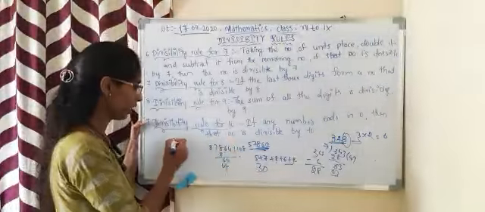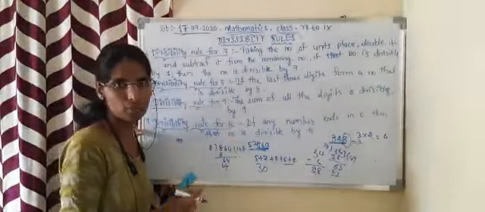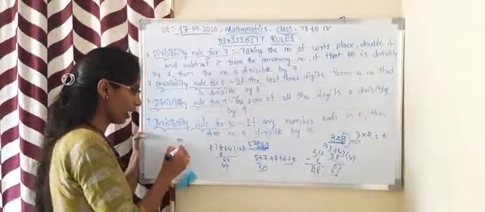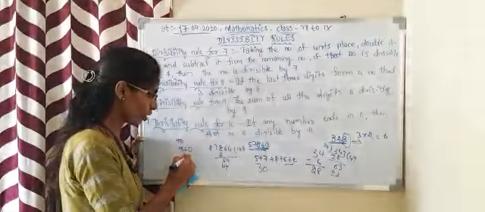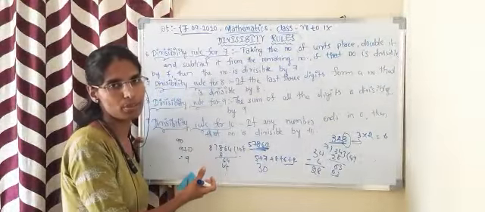Now, for example, assume 90. We all know that it is divisible by 9. The sum of the digits is 9 plus 0, which is equal to 9. 9 is divisible by 9. Therefore, 90 is also divisible by 9.